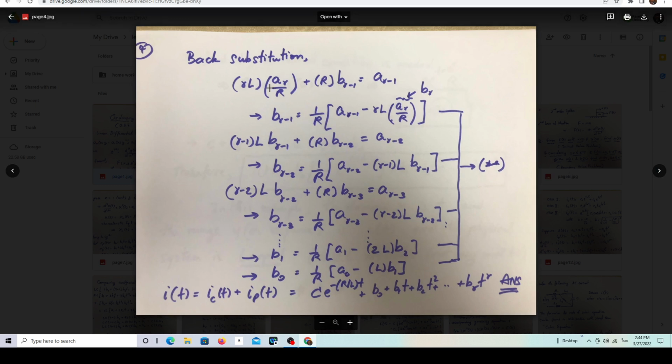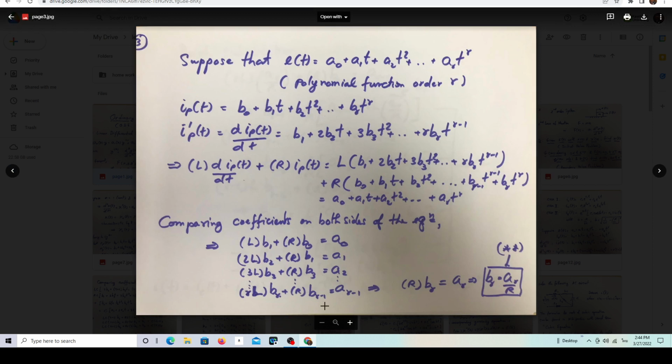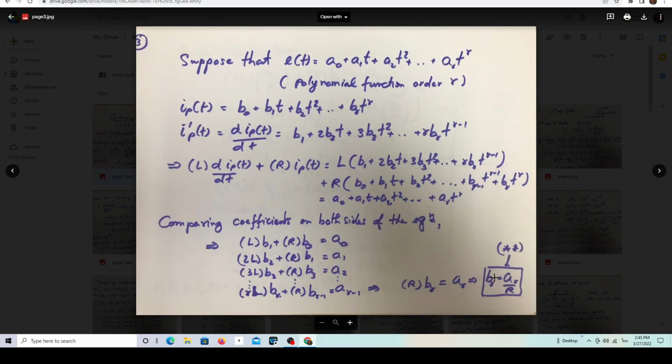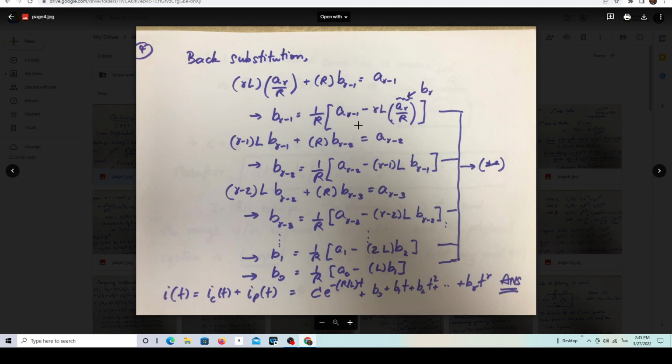So we substitute b sub r here by a sub r divided by capital R. So in this form, you can see that given a sub r minus 1, you already eliminate the term of b sub r because you found b sub r here. So you just move this to the right hand side and then divide by r here. You get b sub r minus 1.